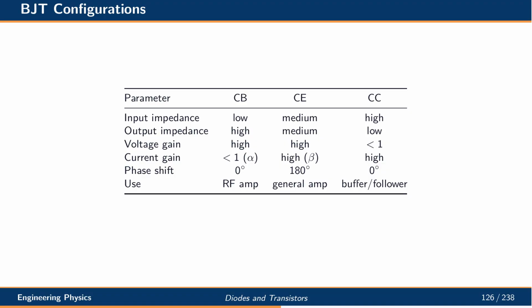A BJT can be wired in 3 configurations: common base, common emitter, and common collector. Each has distinct input and output impedances, voltage and current gains, and phase characteristics. Common base has low input and high output impedance, suitable for radio frequency amplification. Common emitter is the general-purpose amplifier with 180-degree phase inversion. Common collector, or emitter follower, acts as a buffer with very high input impedance.